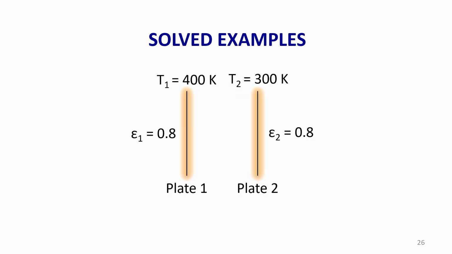So, there are two large parallel plates. Plate 1, I am using the suffix 1. Plate 2, the subscript used is 2. Epsilon 1 is 0.8. In this case, the emissivities of both plates are the same, so epsilon 1 is equal to epsilon 2. Temperatures are different, of course: T1 is 400, T2 is 300. So, heat transfer is from plate 1 to plate 2.